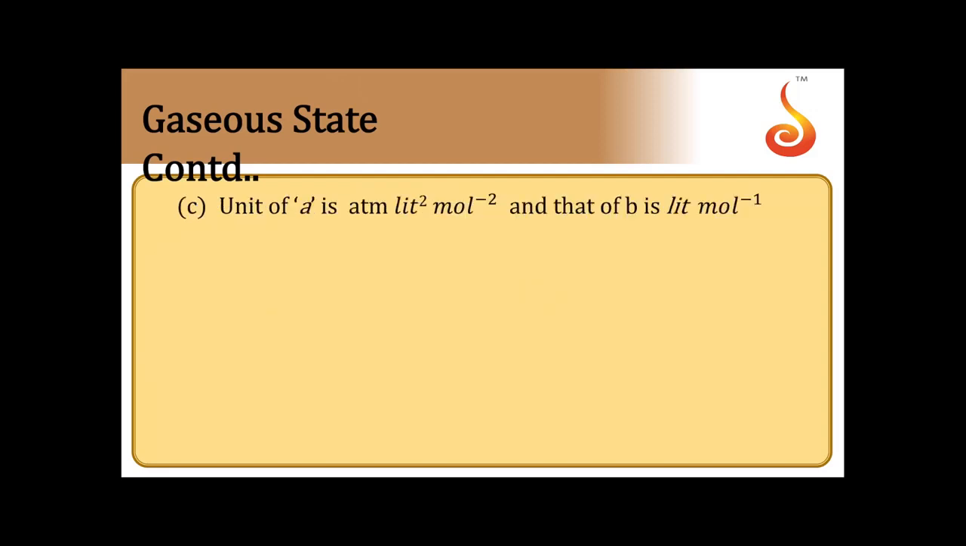Then when it comes to the units of A and B, the van der Waals constants, they can be obtained from dimensional analysis.